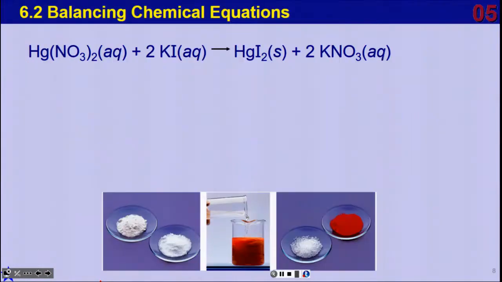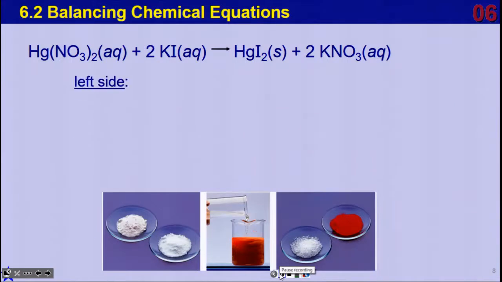The example with the mercury nitrate and the potassium iodide is shown in the pictures at the bottom of the screen, making mercury 2 iodide and potassium nitrate, and that begins as an aqueous mixture. So how do we know that it's balanced? We've got to double check these things carefully.